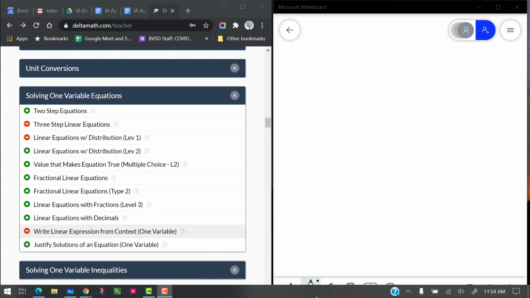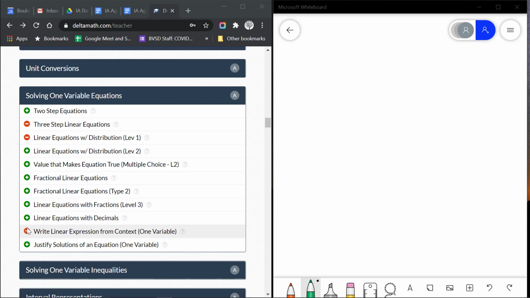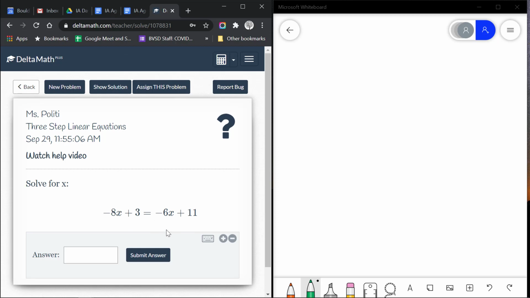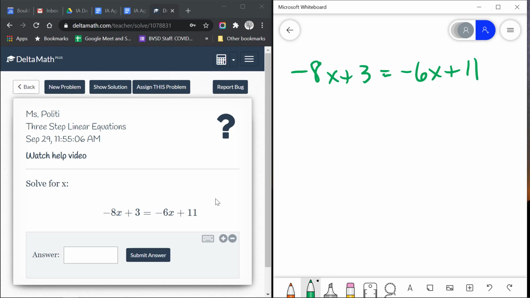Intro to Algebra. We're going to do a couple of these problems together, and then you also have videos within the assignment that you can access if you get stuck. So, three-step linear equations look like this with variables on both sides. And as I'm writing on the whiteboard, this is the kind of thing that you should be doing in your notes.